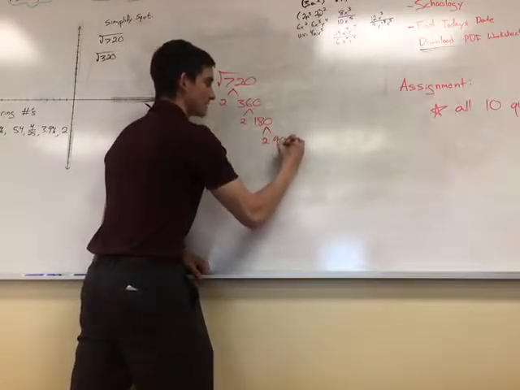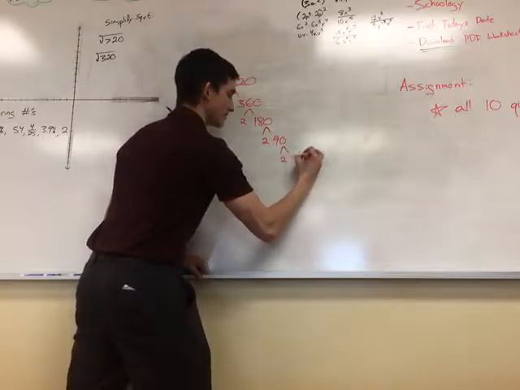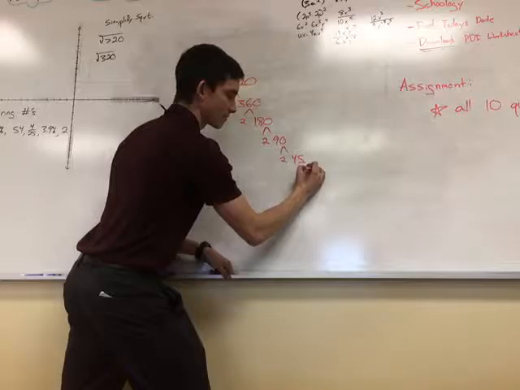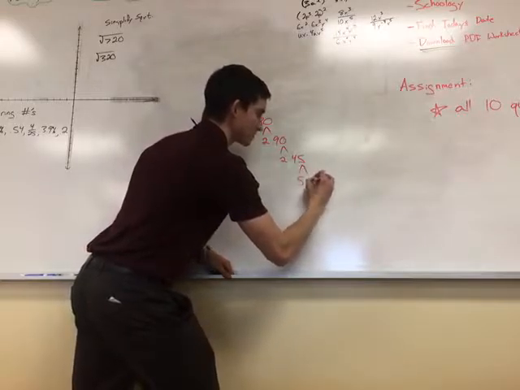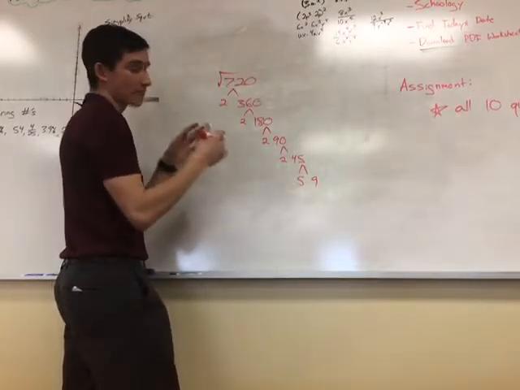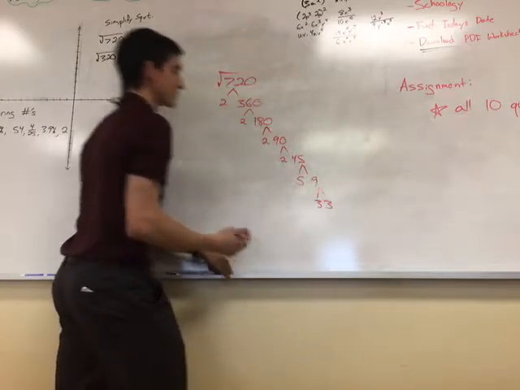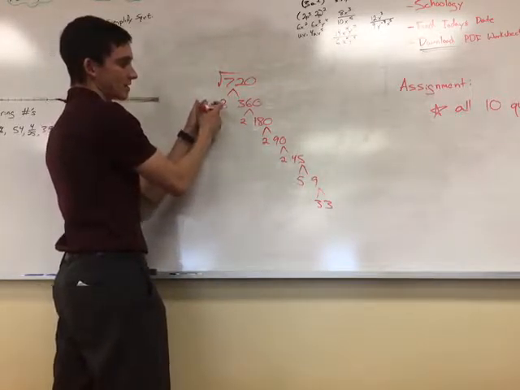Divide by 2 and 90. Divide by 2 and 45. That's not divisible by 2, but it is divisible by 5, which is a different prime number. You just have to make sure you're dividing by prime numbers every single time. 9 is 3 times 3. So notice now when I'm done, I have all prime numbers.